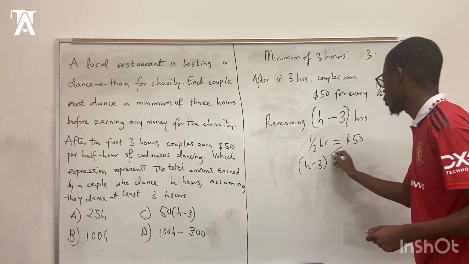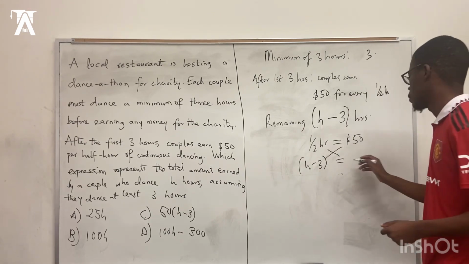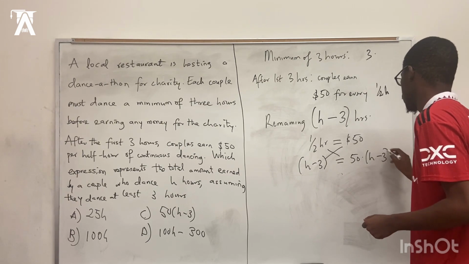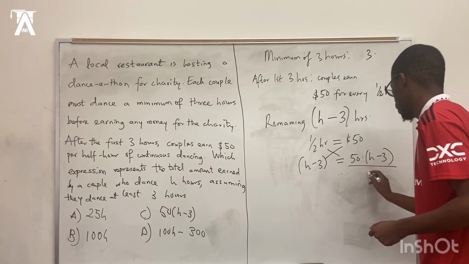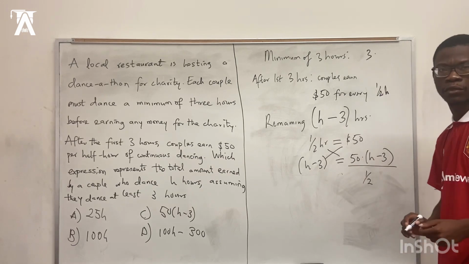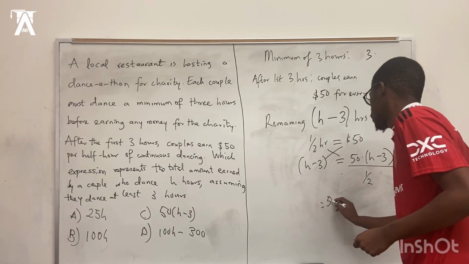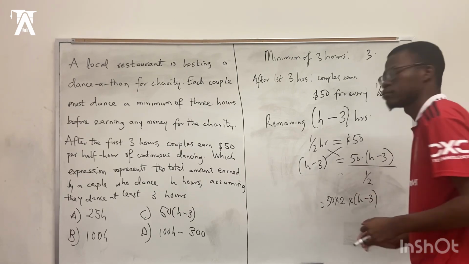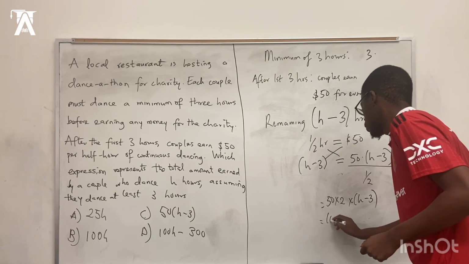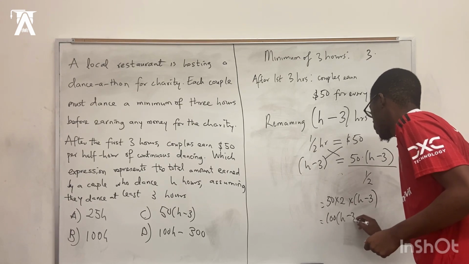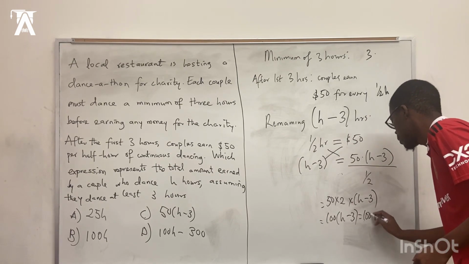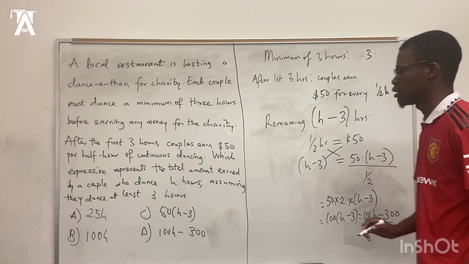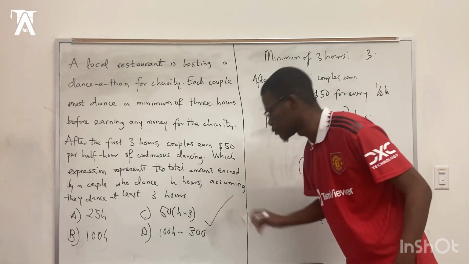So we do a cross multiplication. That's 50 multiplied by H minus 3 divided by half. So this becomes 50 times 2 times H minus 3. This is 100 times H minus 3, which is 100H minus 300. And that is option D.